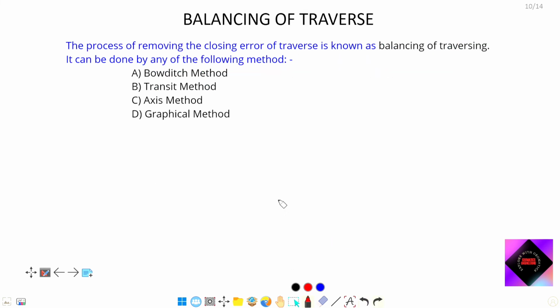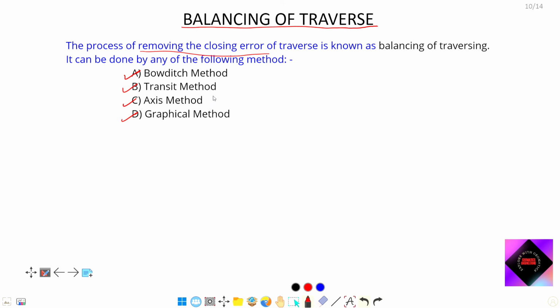So next, that is the process of removing closing error. After closing error, removing the closing error is known as balancing of traverse. It means we are balancing our traverse, we are removing the closing error that came in our traversing. This can be done by different methods like Bowditch, transit, axis and graphical method. In this module we will see the Bowditch and transit methods, which we will see in the next lecture.